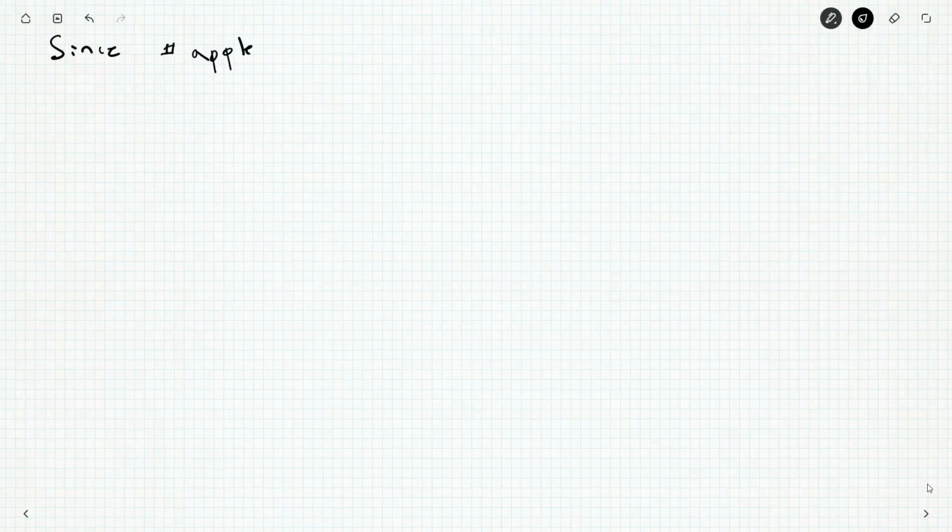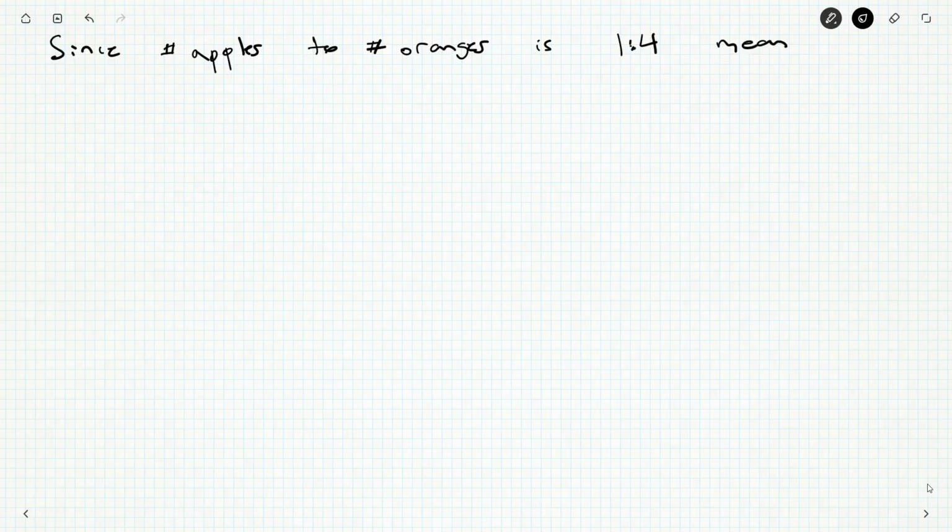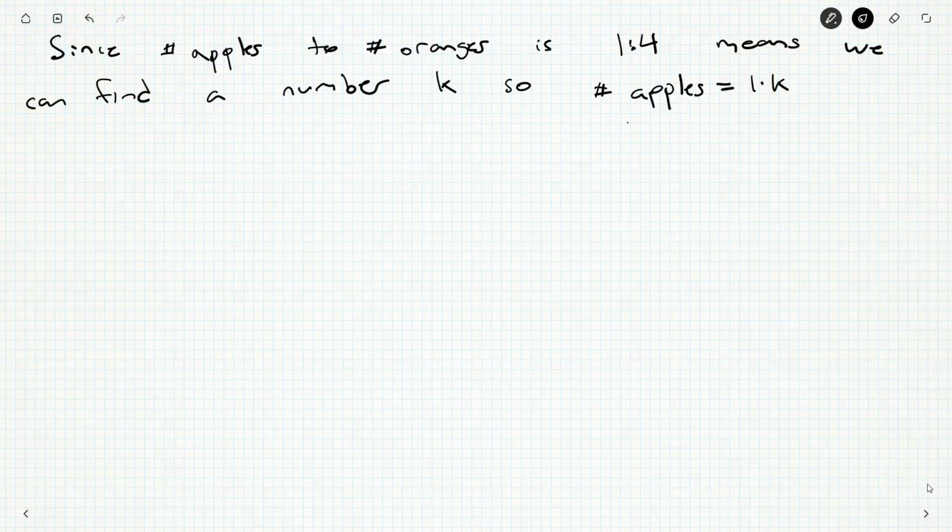Since the number of apples to the number of oranges is 1 to 4, the definition of being able to be put in this sort of ratio means we can find a number k so that the number of apples is 1 times k and the number of oranges is 4 times k.